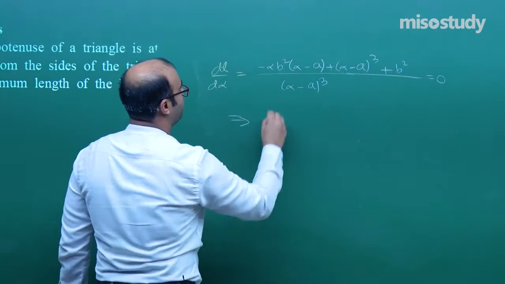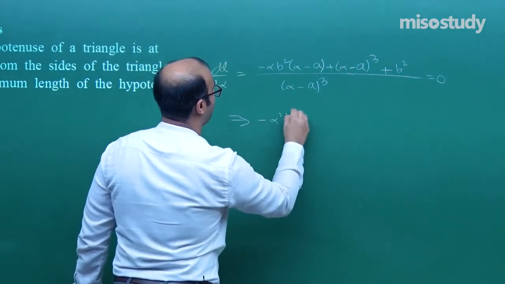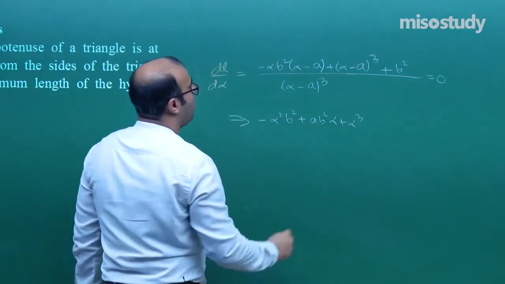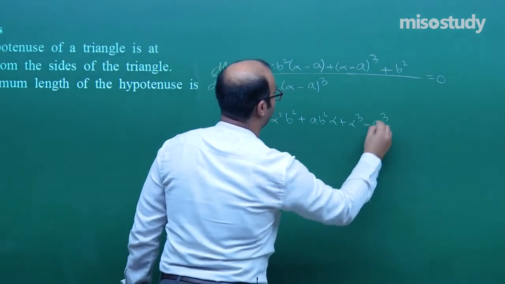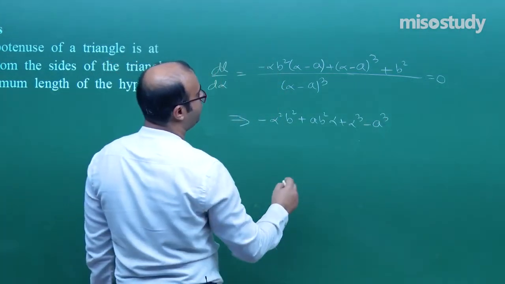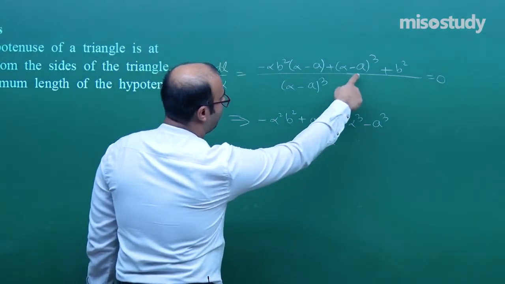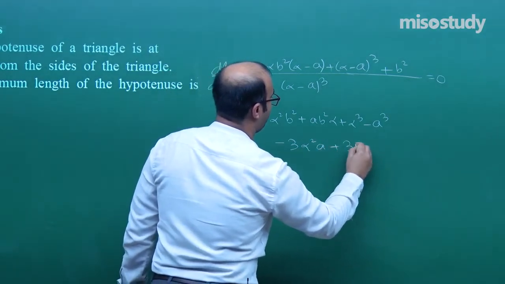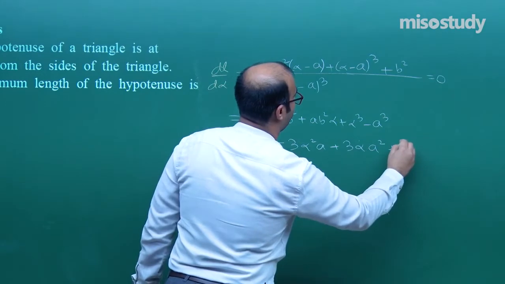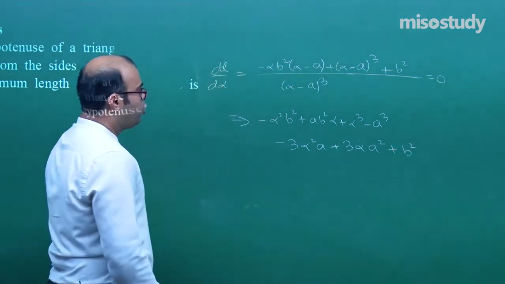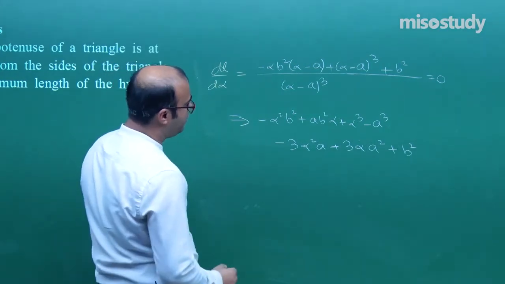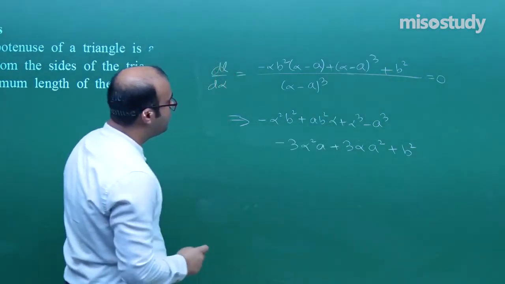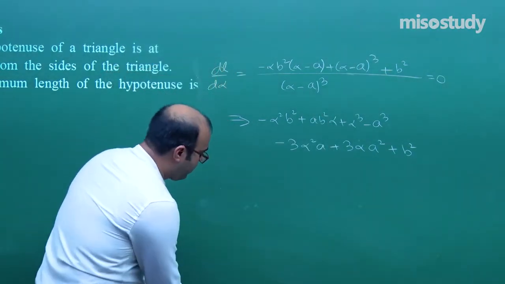So let us find out alpha. This will become minus alpha square b square plus a b square alpha. This will become alpha cube and this will become minus a cube. Okay, and this will become alpha cube minus a cube minus 3 alpha square a plus 3 alpha a square plus b square. So we have to find alpha here. I think there is some calculation mistake we have made, otherwise it would not be coming like this. There is alpha cube coming here. Let us see what we have done here.